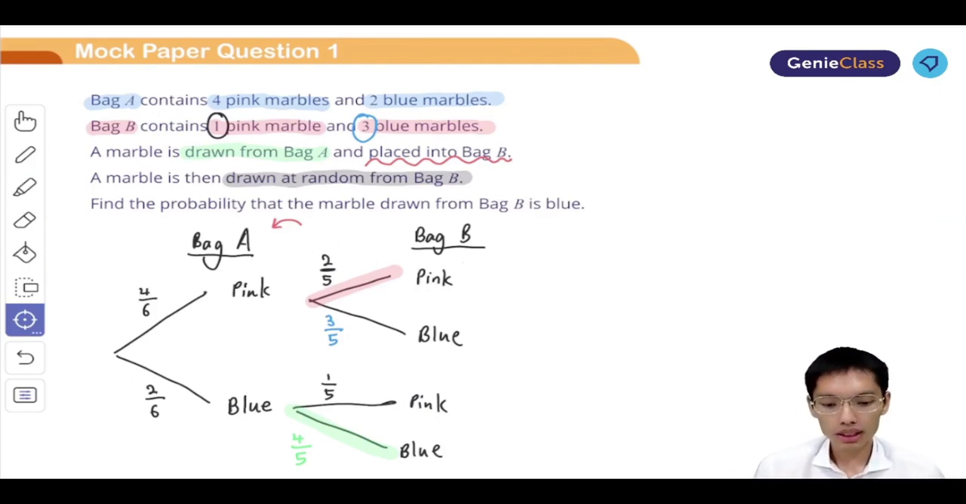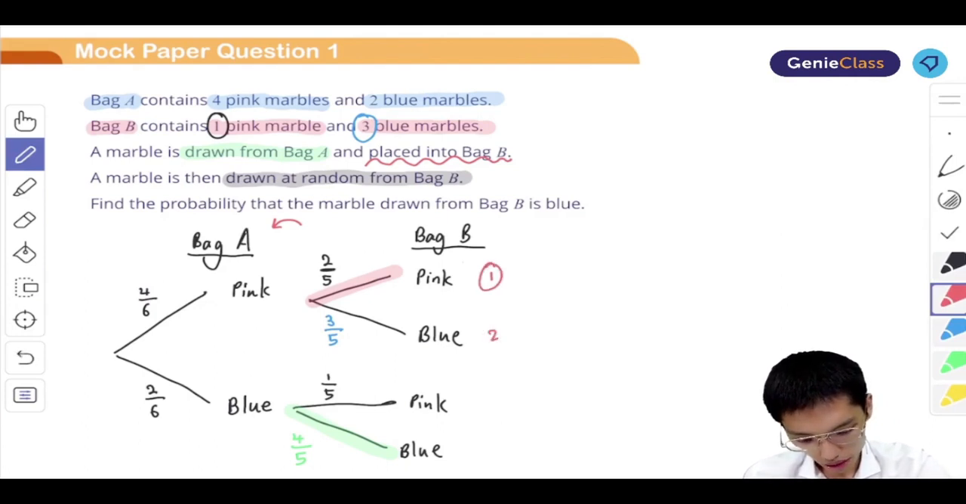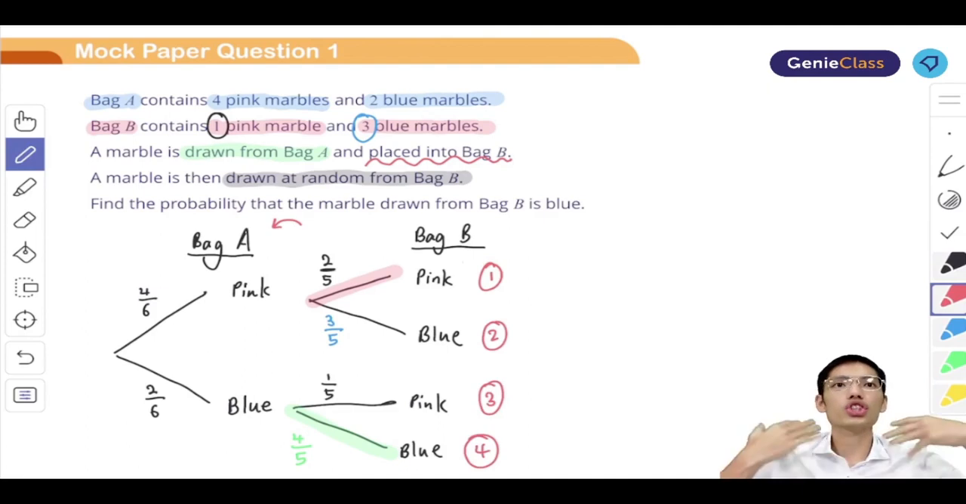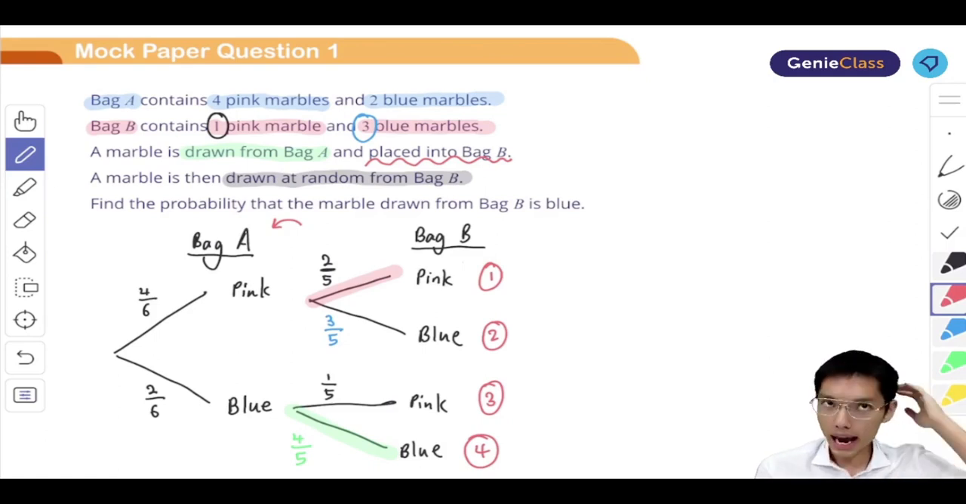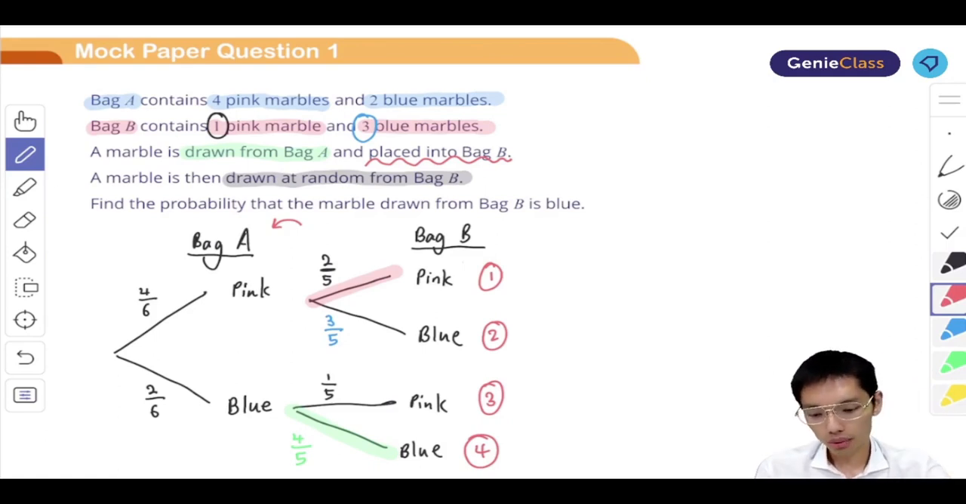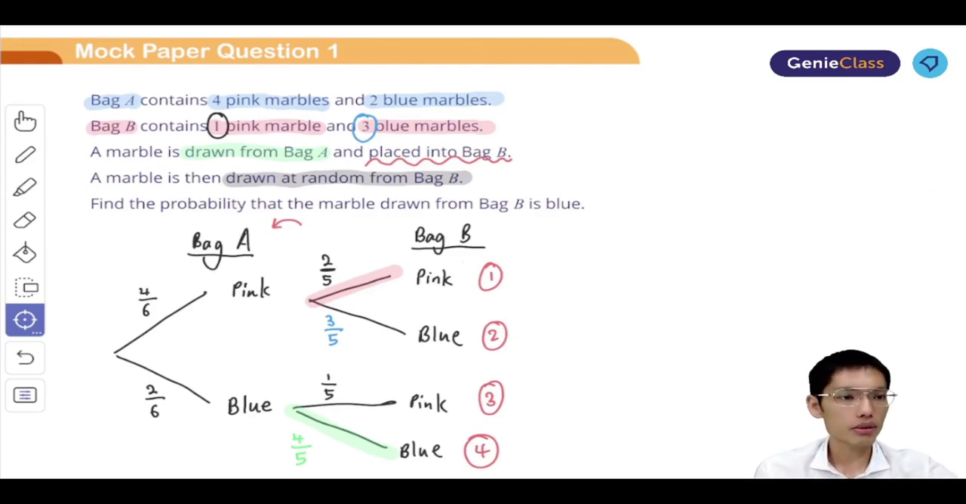Find the probability that the marble drawn from bag B is blue. Now, okay, let me use alpha numbers again. Suppose this is number 1, number 2, number 3, number 4. Which branch end product should I focus on? Based on my numbering here, which number should I focus on? Okay, very good. Okay, that is one of the branch. Very good, Denise. Chen Zheng, there's one more you need to consider.